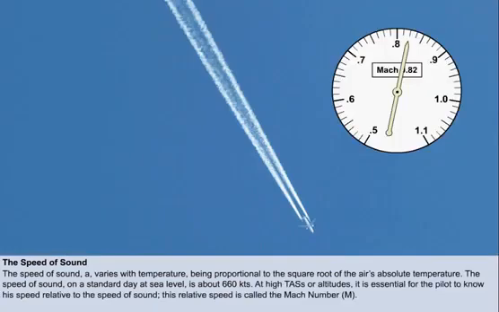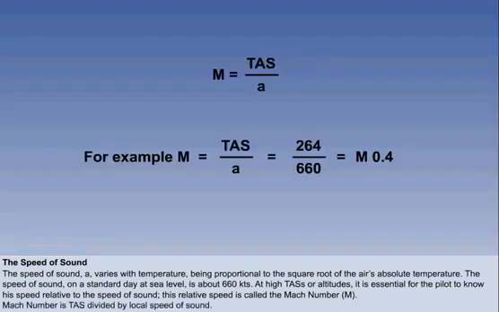At high true air speeds and/or high altitudes, it is essential for the pilot to know his speed relative to the local speed of sound. This relationship is called the Mach number, symbolized by a capital M. The formula for Mach number is TAS divided by a, the local speed of sound. For example, if the aircraft's TAS is 4/10 of the speed at which sound pressure waves propagate through the air around the aircraft, the Mach meter will register Mach 0.4. How the Mach meter works is covered in the instruments syllabus.